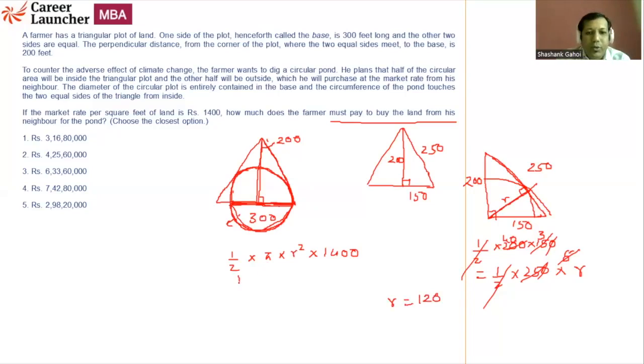Now I'm just going to put all the values over here and get the answer. So this comes out to be 120 into 120 into 1400.